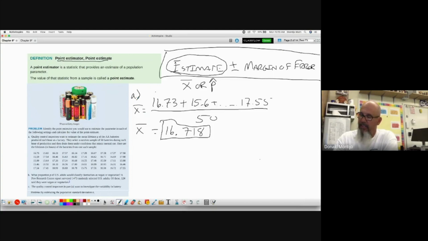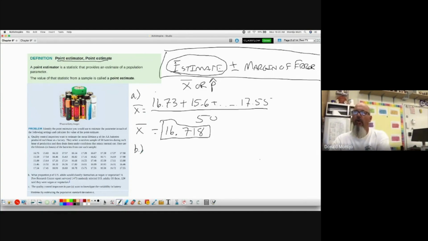And again, the estimate would go up in the front: estimate plus or minus margin of error. If I look at question B, it wants to know what proportion of US adults would classify themselves as vegan or vegetarian. Well, there's no way I can ask every single person in the United States. It can't be done. So I'm going to take an SRS of people in the United States and use that to estimate the true proportion for the entire country.